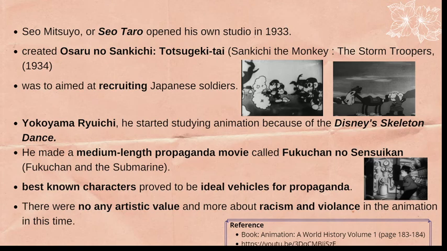Just like Yokoyama Ruichi, he started studying animation because of Disney's Skeleton Dance, and produced a medium-length propaganda movie called Fukuchan no Sensuikan, meaning Fuku-chan and the Submarine. Its best-known characters proved to be ideal vehicles for propaganda. In this time, there was no artistic value and it was more about racism and violence in the animation.